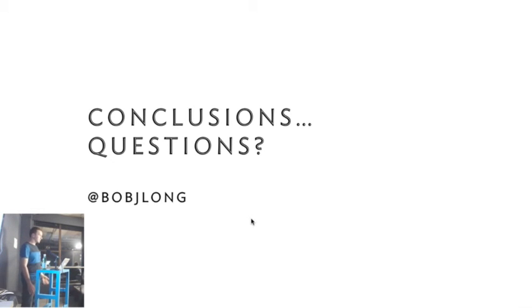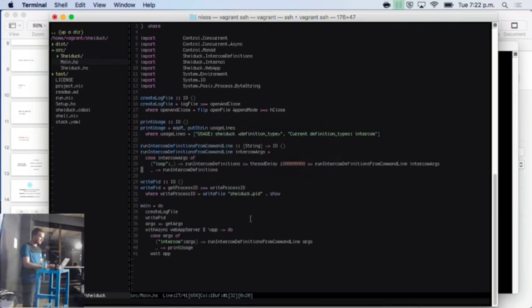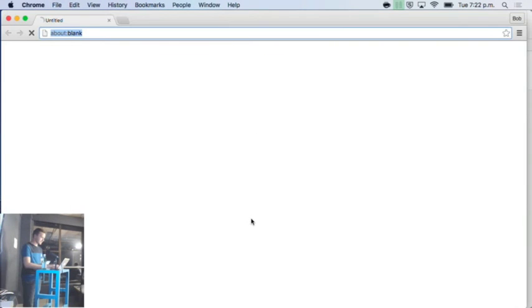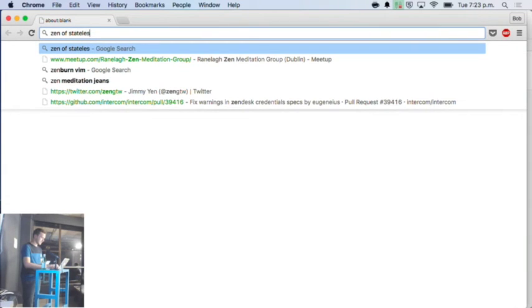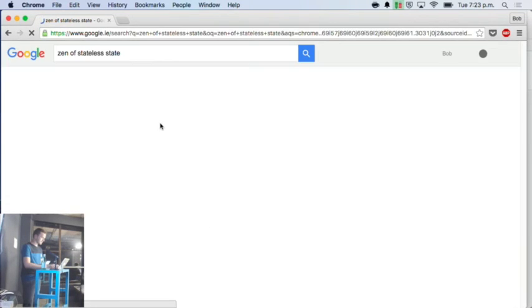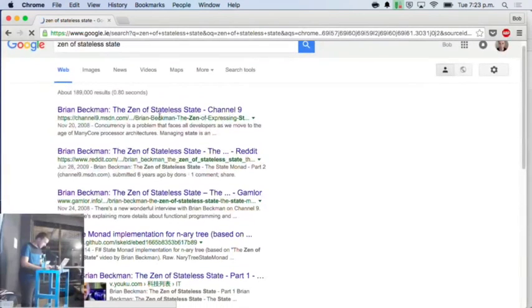In Haskell, we've got something called do notation, which abstracts again on top of that, and you get this sort of zen of stateless state. So it is possible, stateless state. I think that's a paper, let me check. Yes, there it is: Brian Beckman, The Zen of Stateless State.